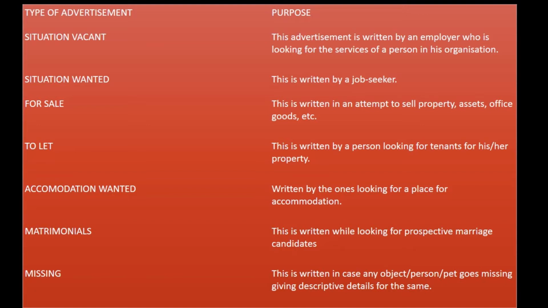It doesn't seem like to let. To let is for offering, and accommodation wanted is for asking and seeking. Then the matrimonials: this is written while looking for prospective marriage candidates. And then the missing ones: this is written in case any object or person goes missing, giving descriptive details for the same. So with all these topics, what kind of tips are supposed to be followed while a student is going to write and attempt the question for the advertisements?